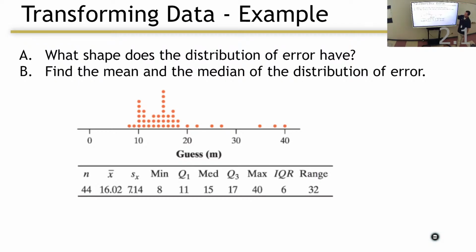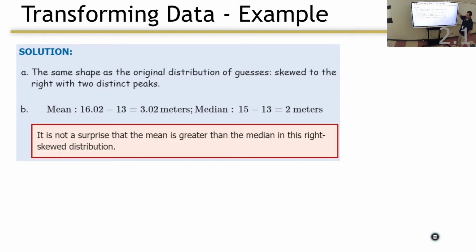Find the mean and the median of the error. Well, if I subtracted 13 from every single point, the new mean is going to be 16.02 minus 13. The new median is going to be 15 minus 13. You guys, being smart students, know you can't put a naked answer. So just show those subtraction problems. Show 16.02 minus 13 equals 3.02 meters.